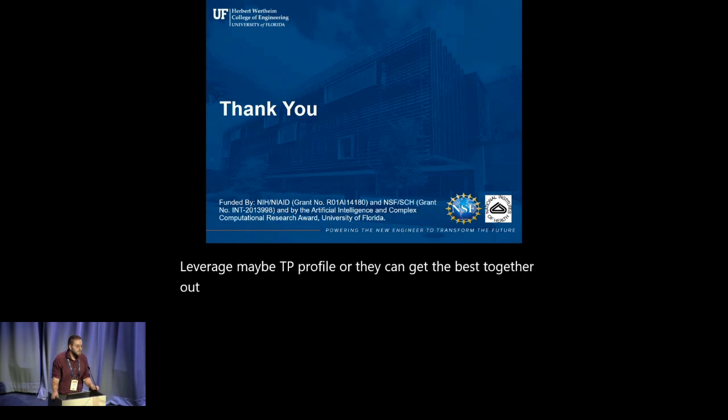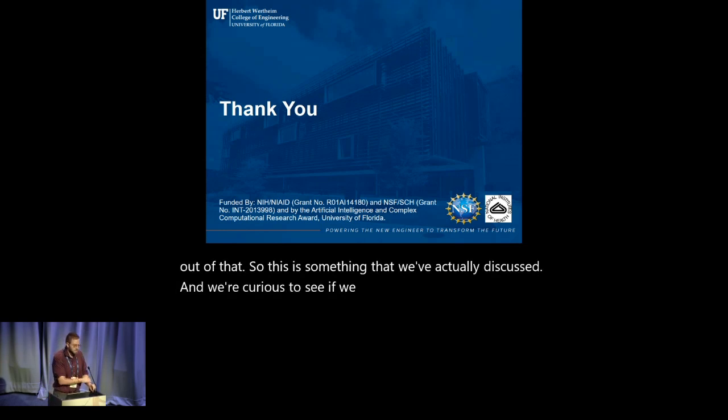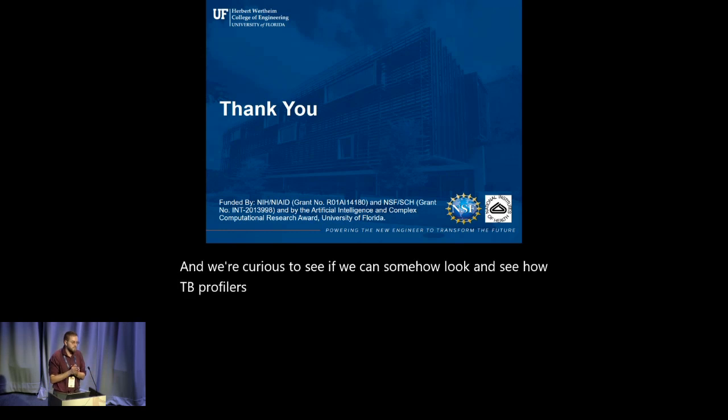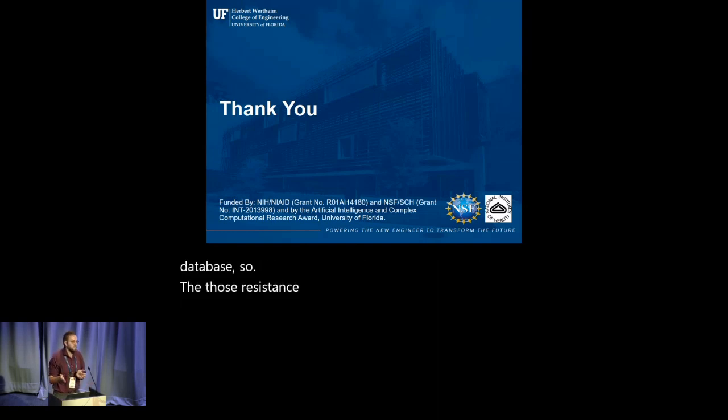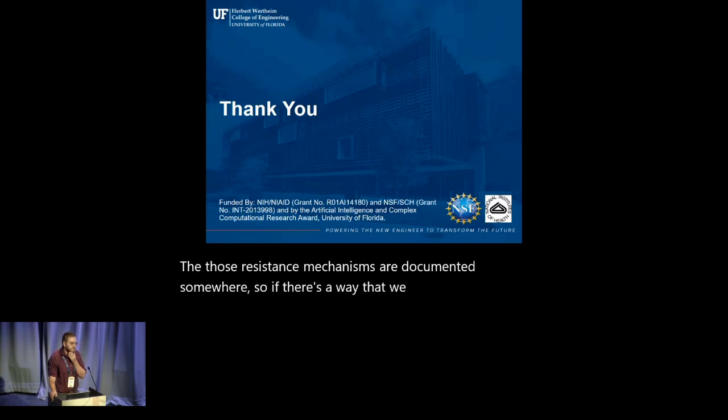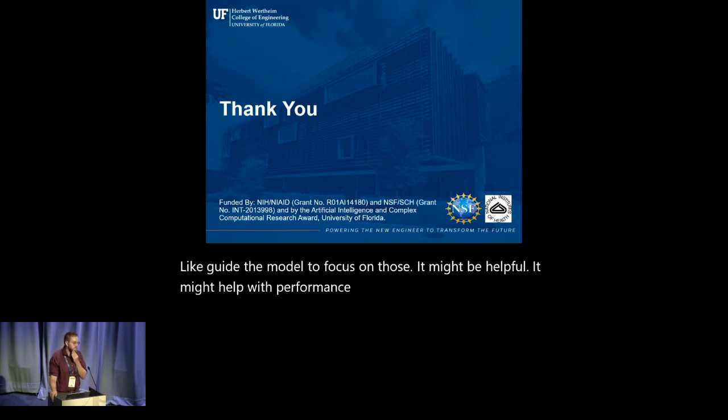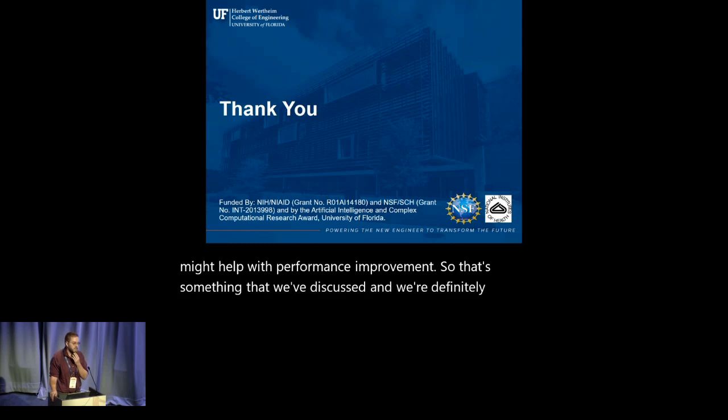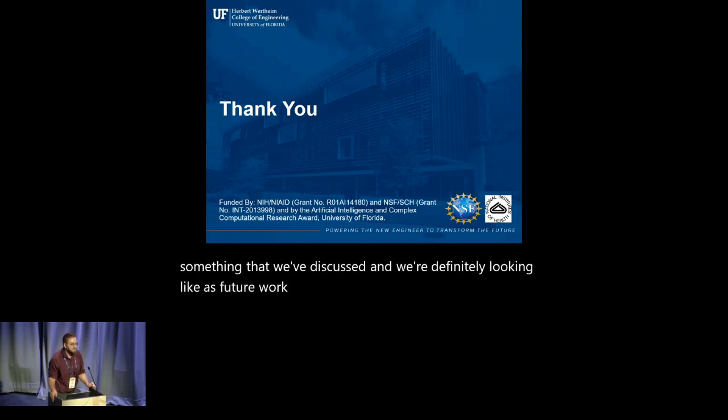This is something that we've actually discussed, and we're curious to see if we can look at how TB Profiler is achieving its performance. It's using a database, so those resistance mechanisms are documented somewhere. If there's a way that we can guide the model to focus on those, it might be helpful. It might help with performance improvement. So that's something that we've discussed, and we're definitely looking at it as future work. Yeah, that would be great. That could maybe improve the overall function.